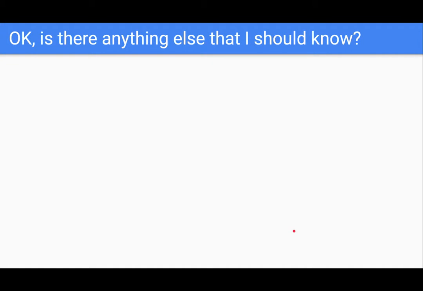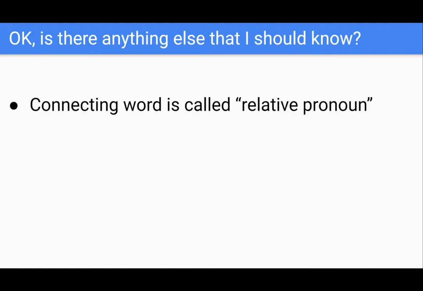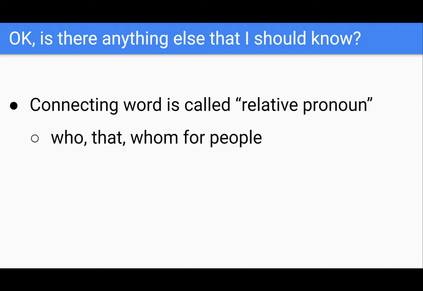Okay. Are you confused yet? It's a little more difficult grammar. Other things that you need to remember, this is useful just for talking about the grammar. You don't need to remember this for your regular life. But the connecting word is called a relative pronoun. So we use these to start an adjective clause. Who, that, or whom is used for people. Which or that is used for things.